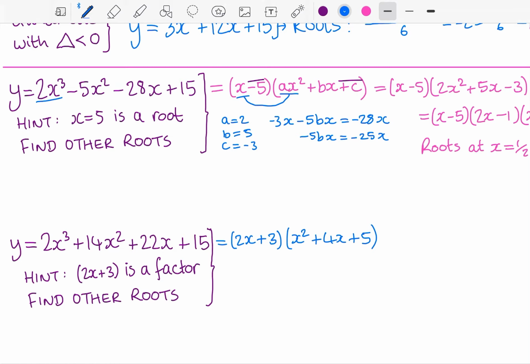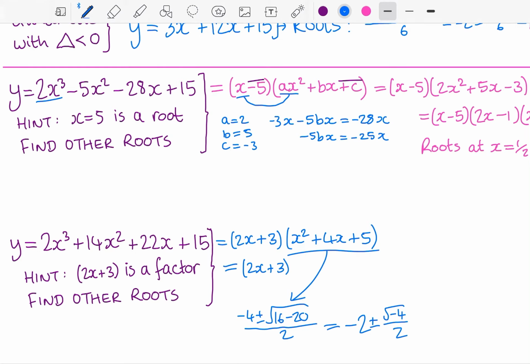Okay, again, you may prefer your synthetic or long division there. Now you might try to factor this to find the other roots, but you might be struggling, and well, that's because if we use the quadratic formula instead, minus b plus or minus square root of b squared minus 4ac, all over 2a, we're going to get this here, and yes, we have a complex number.